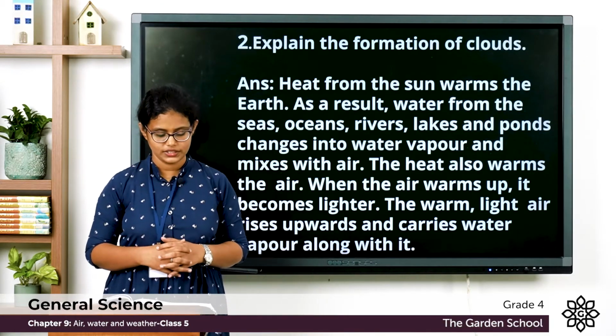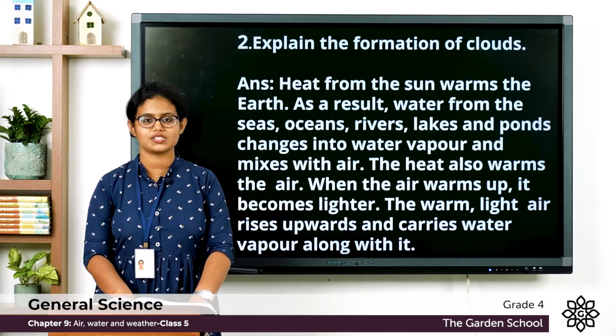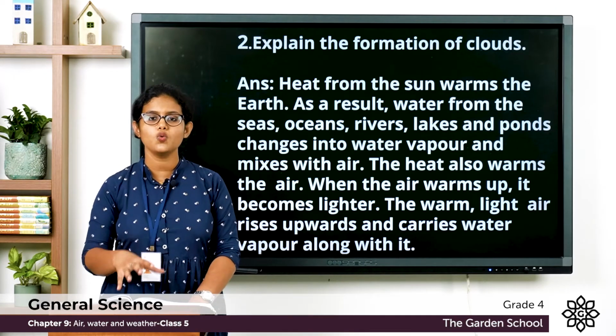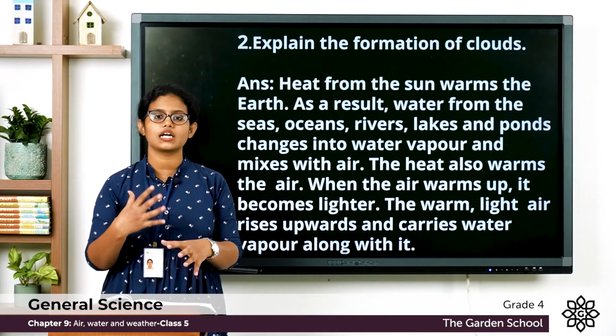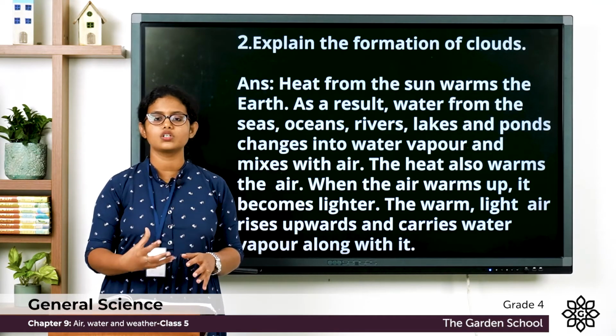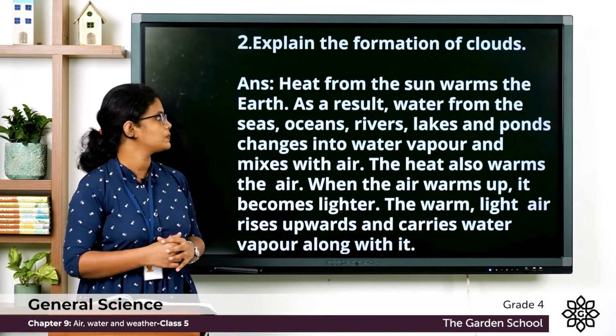The second one, explain the formation of clouds. So we have learned how clouds are formed. So what is a cloud? Cloud is a collection of tiny water droplets. So let's see the formation of clouds.